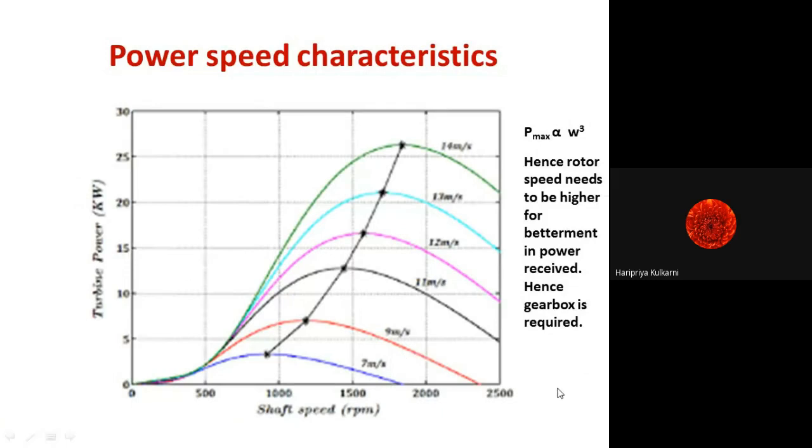Good morning, friends. Today we are going to study various characteristics related to the wind turbine. First and most important is the power speed characteristics. Let us see here. The X-axis shows the shaft speed in RPM and the Y-axis shows the turbine power generated in kilowatts.